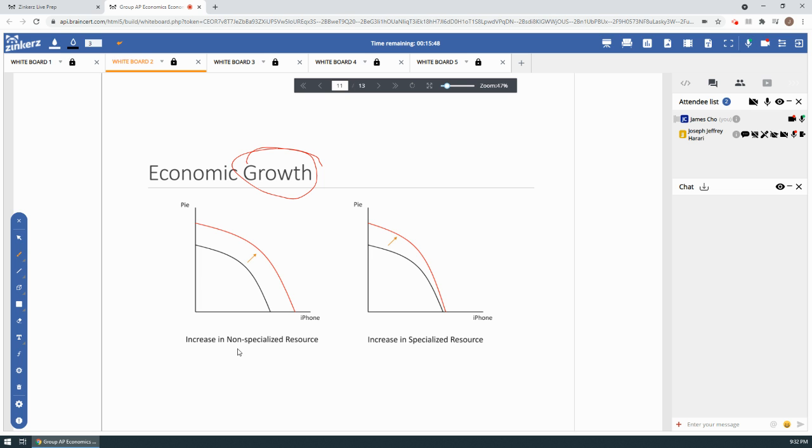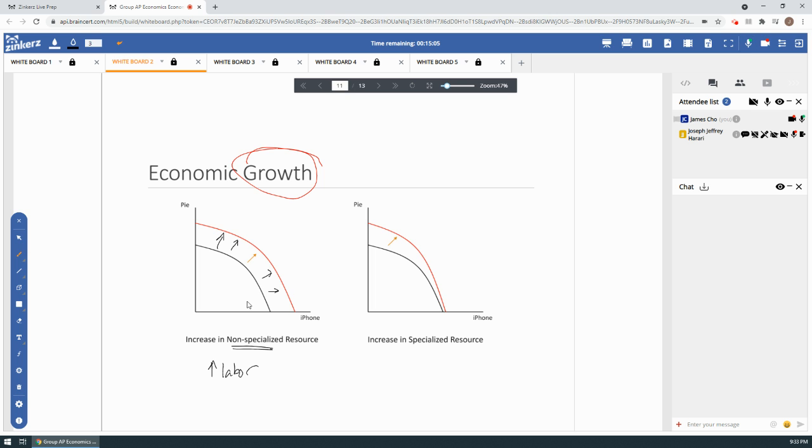If you increase a non-specialized resource. So for pie and iPhones, I needed eggs, flour, sugar. I needed computer chips, glass, and metal. But remember, I also need labor. You need labor for everything. You need workers. Let's say in this case, you increase the amount of labor that you had. You have more workers. Well, that means you're going to be able to produce more pie, and you're going to be able to produce more iPhones. Your entire PPF curve shifts outward. That's how we view economic growth. We're able to do more production now than before.